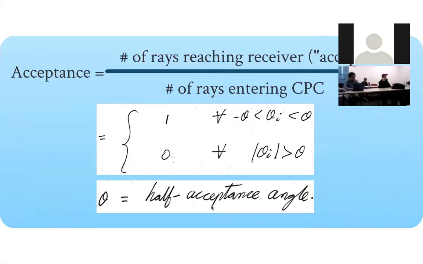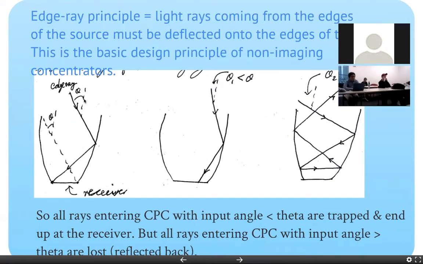Theta is called the half acceptance angle because it's half of the angle. So theta is defined as here. This is half of this cone. Of course, it's symmetric, so you have the other side as well, so it's half of this cone.